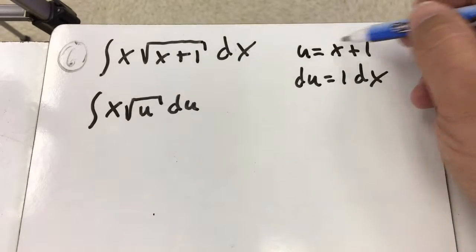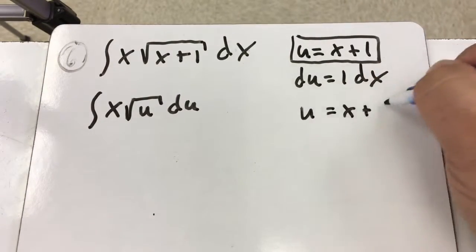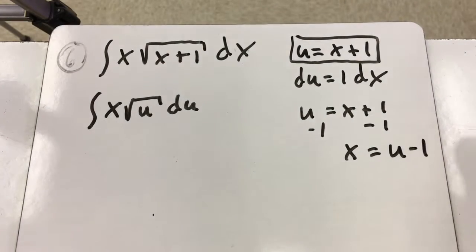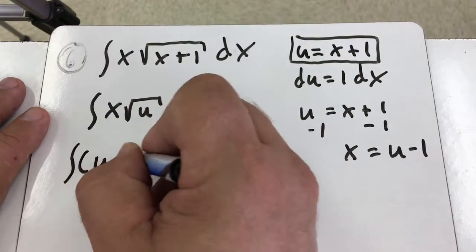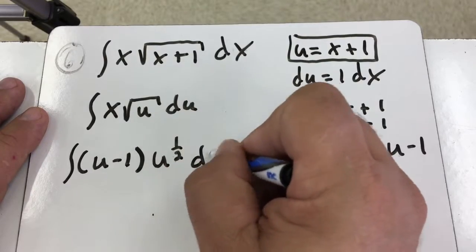So what I'm going to do is solve my original u sub and get x by itself. Notice if I have u equals x plus 1, if I subtract 1 from both sides, this is going to give me x equals u minus 1. So I can substitute this x with u minus 1. Now I'm totally in the u world. U minus 1. Instead of writing this as square root u, I'm going to write it as u to the 1/2. It's going to be helpful.